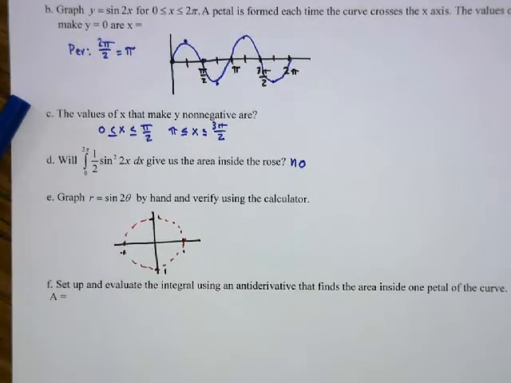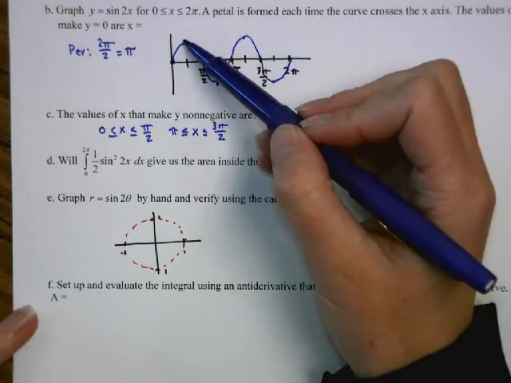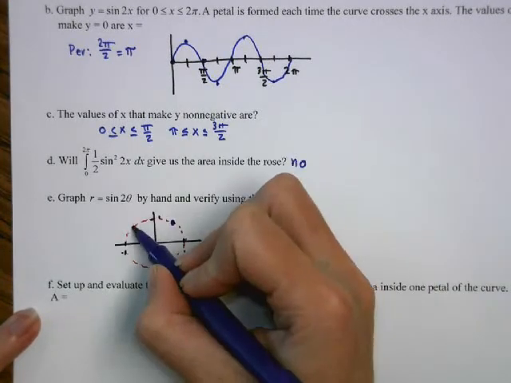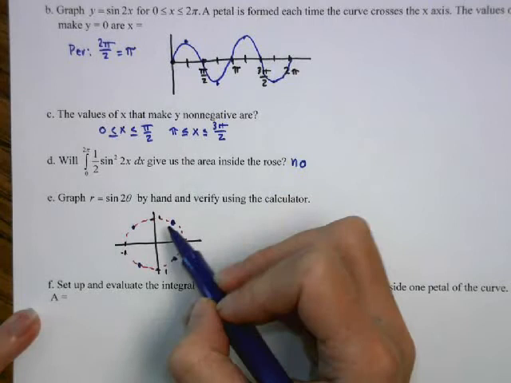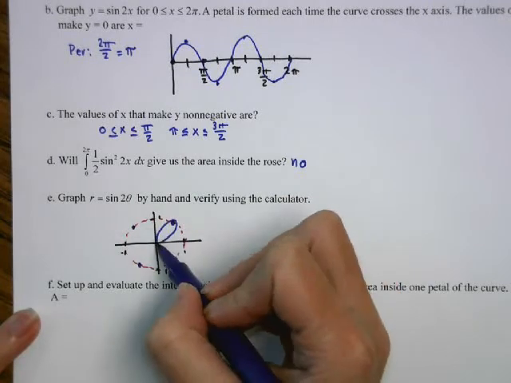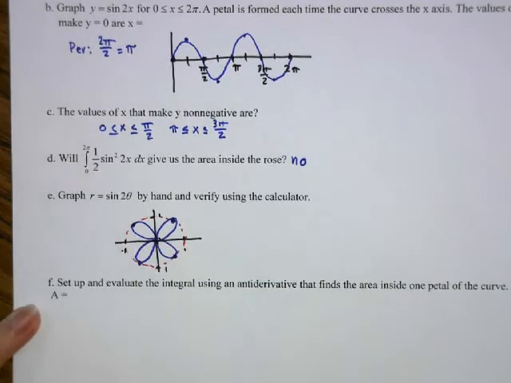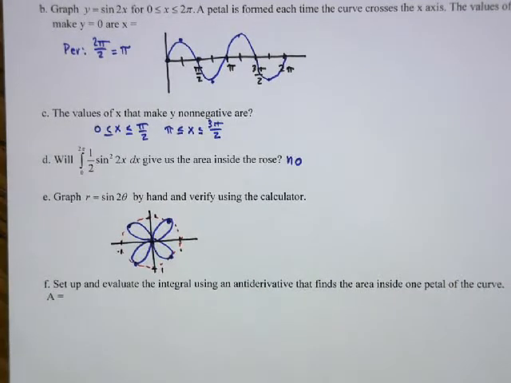Okay, and the peaks, the petals are going to be where these are at the maxes and mins. So at pi over 4, 3 pi over 4, 5 pi over 4, and 7 pi over 4. Okay, and we can verify using the calculator.